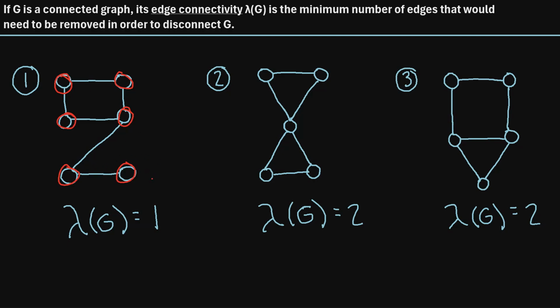So edge connectivity is just a way to measure how robust or how resilient a network or a grid or anything else that can be modeled by a graph is to failure. Or in other words, how many connections would need to fail to actually disconnect the network. So that's why edge connectivity is actually useful in the real world.